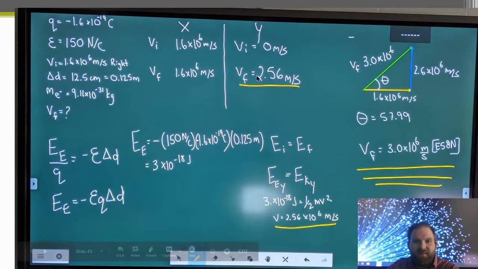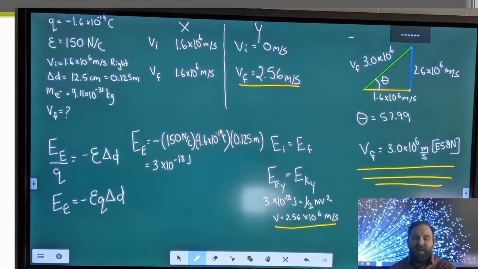Here you'll see I've subbed that into my table just to stay organized. Our initial velocity in the y direction was 0, and then the final is 2.56 times 10 to the 6 meters per second. Then I made a little vector diagram here to show what's happening. Our horizontal speed hasn't changed at all, 1.6 times 10 to the 6, and the vertical is 2.56 times 10 to the 6. If you use the Pythagorean theorem, like we've done so much in the past, you get 3.0 times 10 to the 6. And then we also need to find this angle. It is 57.99, or 58. So our final velocity is 3.0 times 10 to the 6 meters per second.